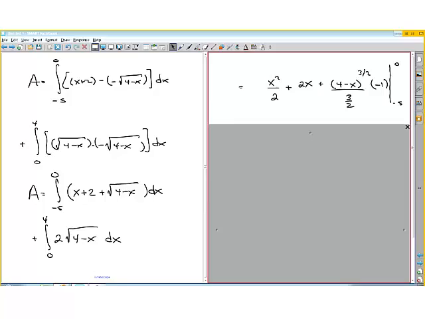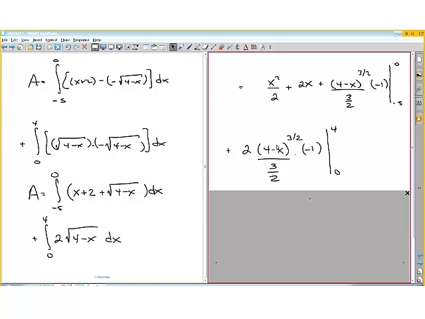And you integrate between negative 5 and 0. This is your lower limit, this is your upper limit. The second part is this integral. And it's the same thing, square root of 4 minus x, except you've got a 2. So you get 2 times 4 minus x to the 3/2 times negative 1 divided by 3/2. And you integrate from 0 to 4. So let's plug the numbers in.